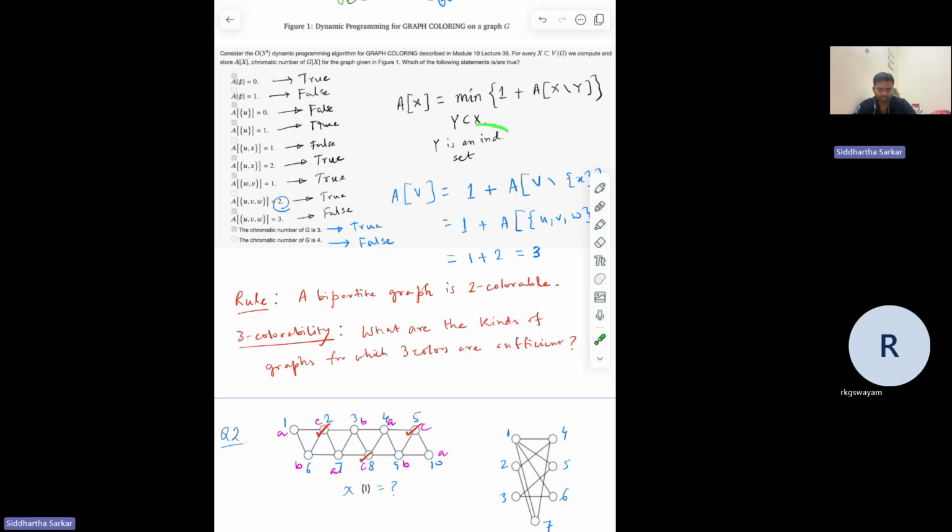As far as this algorithm is concerned, this step requires you to check whether y is an independent set, and the possible number of candidates is itself 2 to the mod x. So in the worst case, it is 2 to the n. Yes, so there is a lower bound of 2 to the n on the running time already.